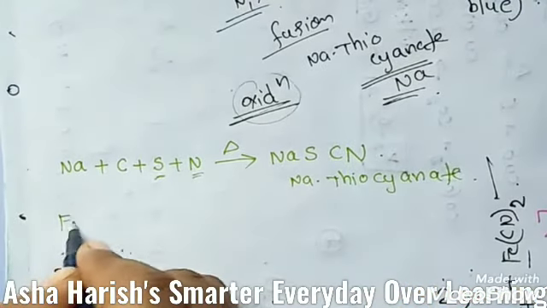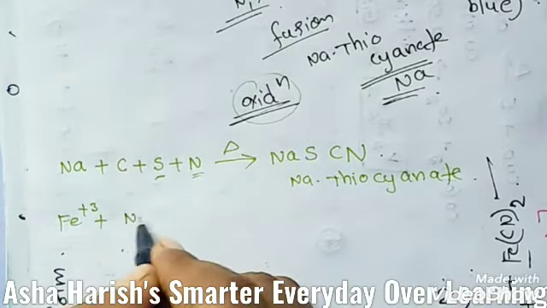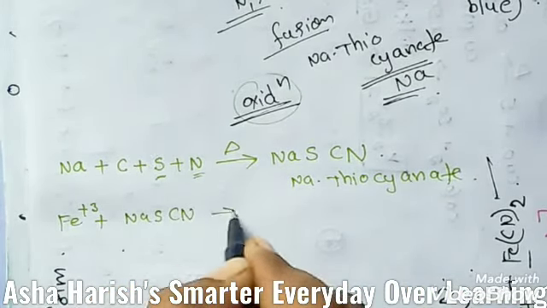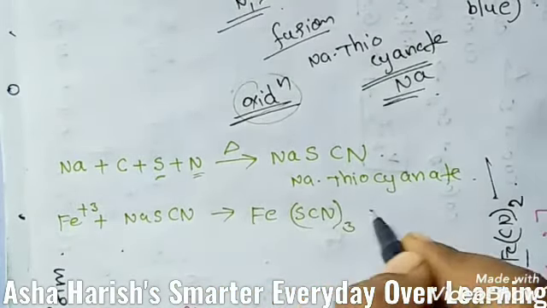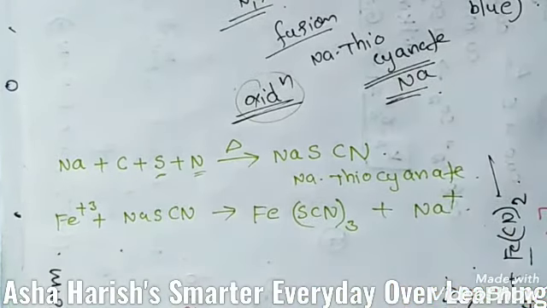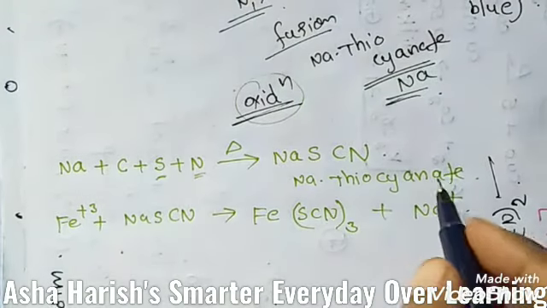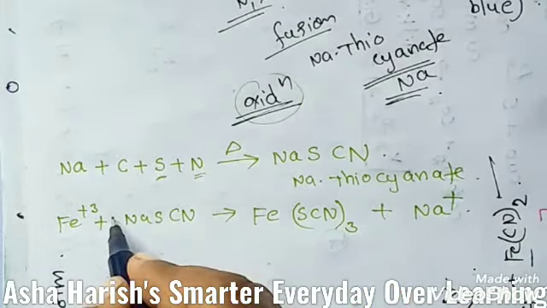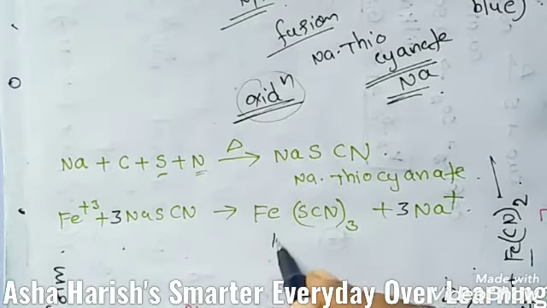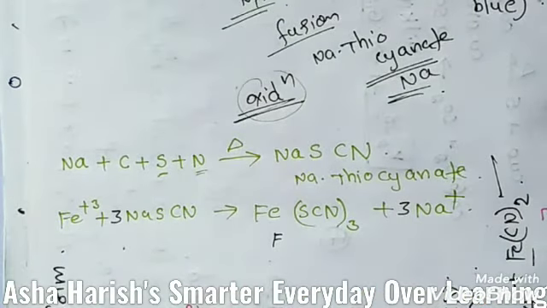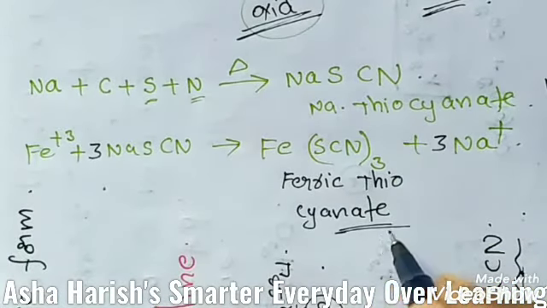To Fe3+ ions, if you add the formed sodium thiocyanate, NaSCN, you get Fe(SCN)3 plus Na+. To balance this equation, place 3 on the NaSCN side and 3 on the Na+ side. This is ferric thiocyanate, which is blood red in color.